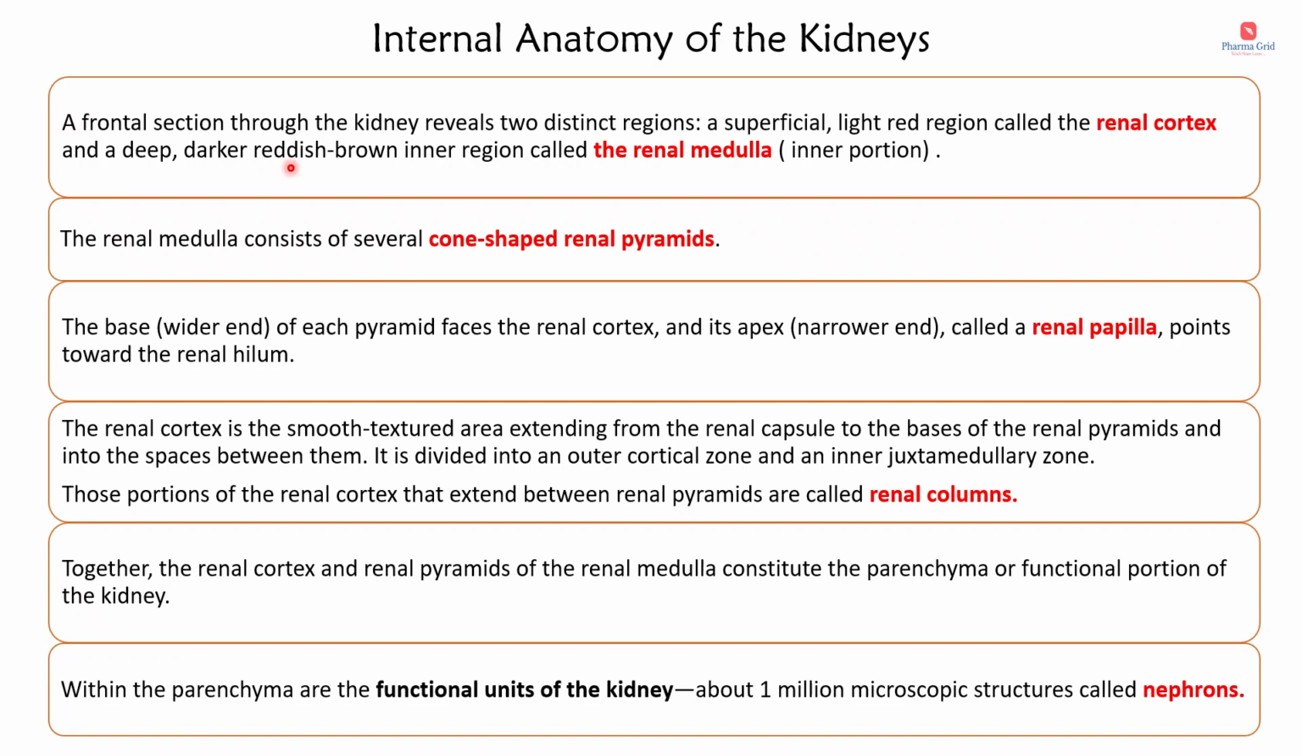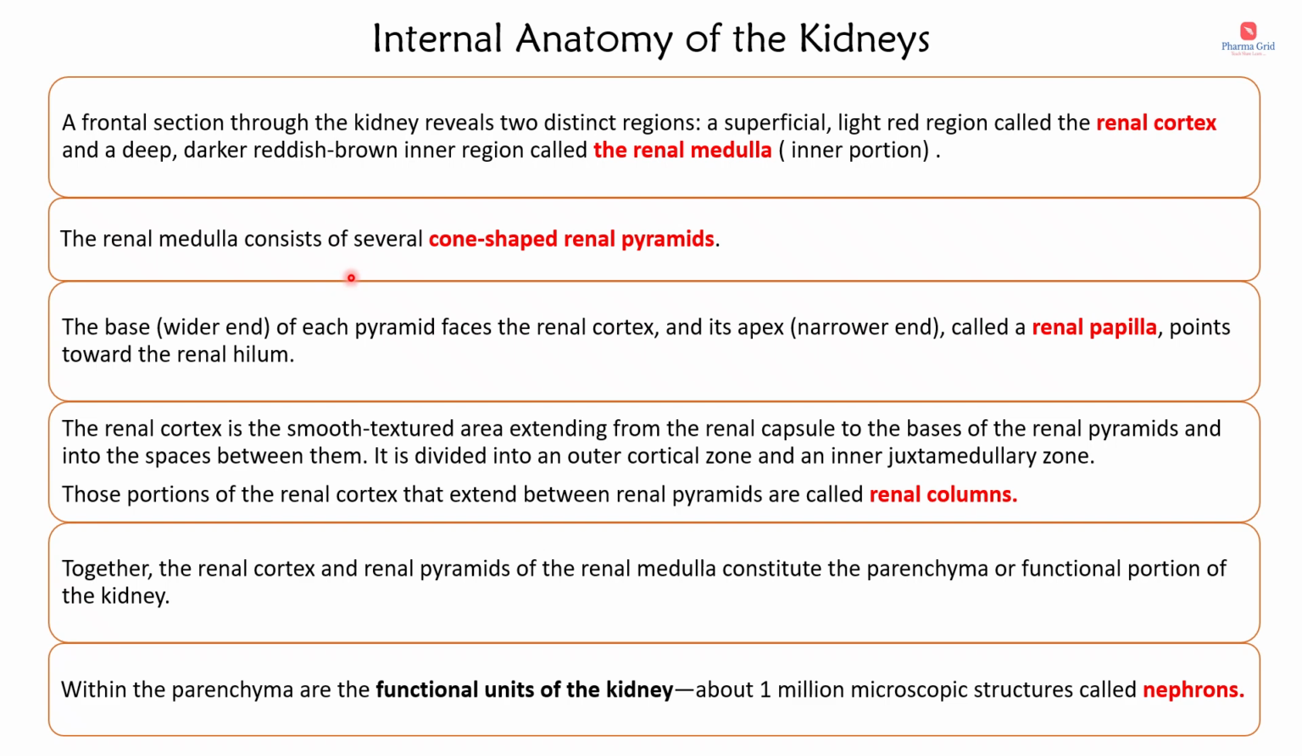A frontal section through the kidney reveals two distinct regions, the renal cortex and the renal medulla, which are the two most important portions of the kidney. The outer portion is the renal cortex and the inner portion is the renal medulla. A superficial light red region is called the renal cortex, and a deep, darker reddish-brown inner region is called the renal medulla. So the two major portions of the kidneys we have noted are the renal cortex, the outer portion, and the renal medulla, the inner portion.